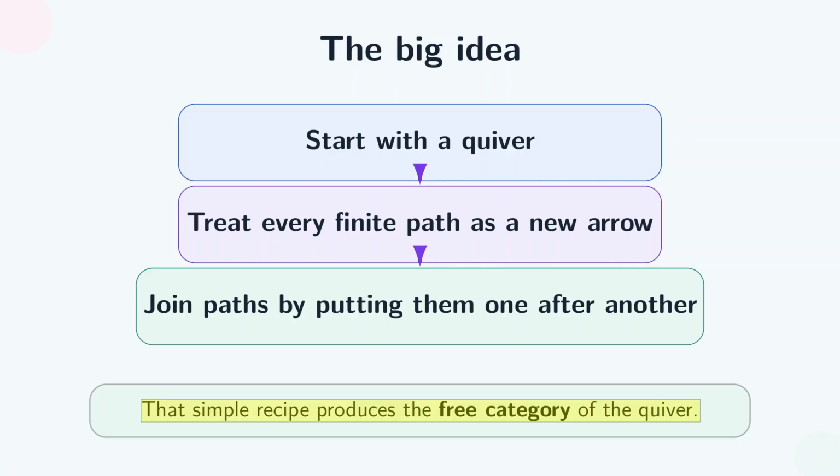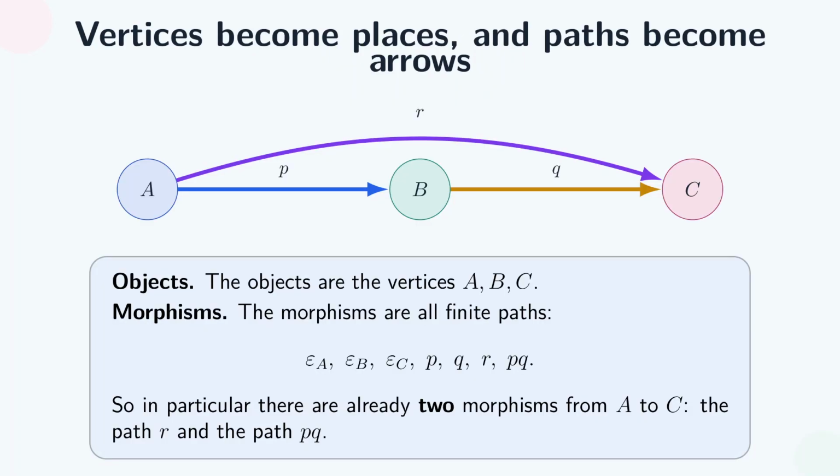Now let us make that idea more concrete. The vertices of the quiver become the objects of the free category. So in this example, the objects are A, B, and C. Next, what are the morphisms? The morphisms are all finite paths in the quiver. That includes the empty paths at A, B, and C. It includes the original arrows P, Q, and R. And it also includes longer paths, such as PQ.